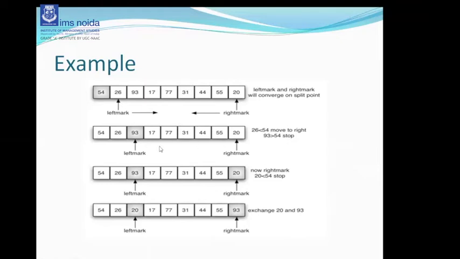Similarly, with the right mark, we'll find the elements smaller than the pivot and shift them to the left side. So we'll find the first greater element on the left side, which is 93. We have found it, and on the right mark we have 20.